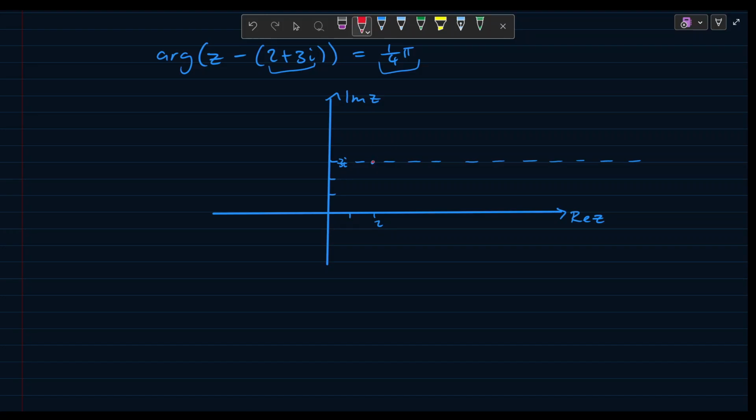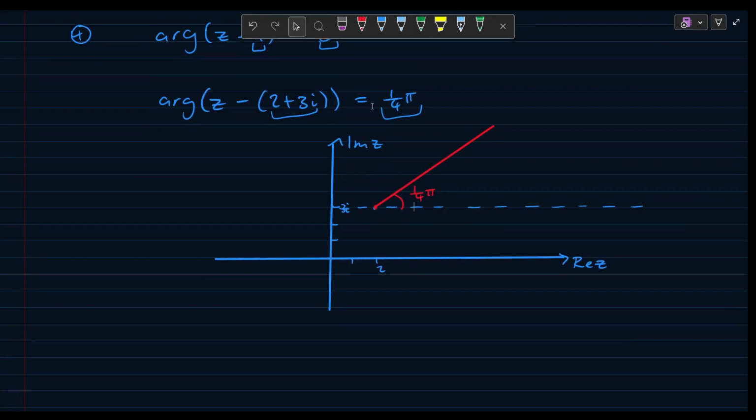So use a protractor to open this angle of a quarter pi. A quarter pi is going to be 45 degrees if you convert this to degrees. So use your protractor to open up an angle of 45 degrees. Alright, so this here is going to be a quarter pi. So this red line is the one that satisfies our equation here. We want the region where the argument of z minus 2 plus 3i is equal to the angle a quarter pi. Alright, so the points where our argument is a quarter pi are the points on that red line.